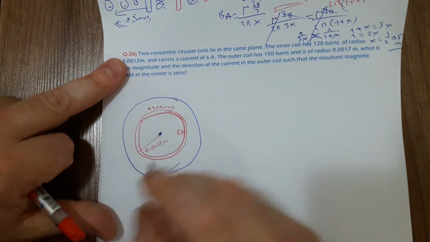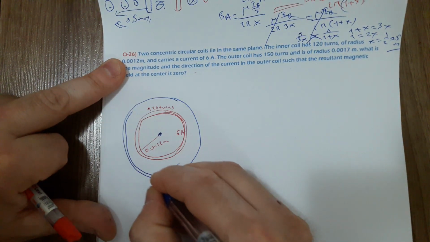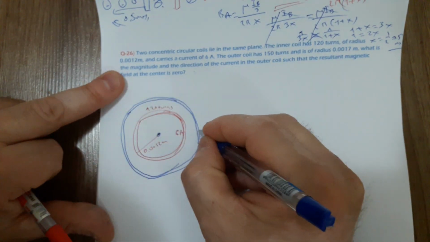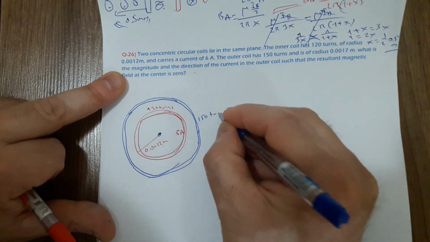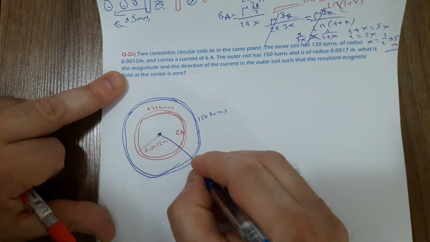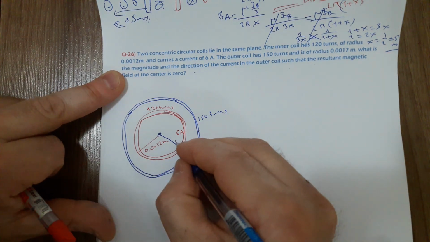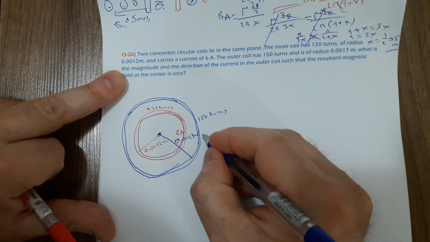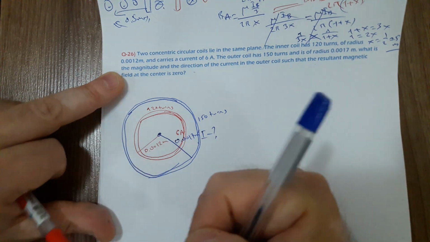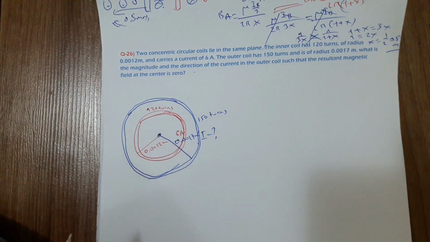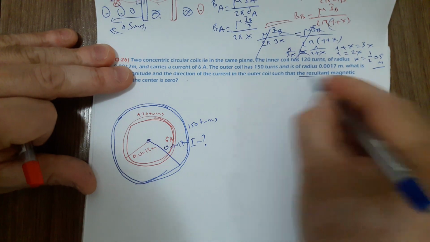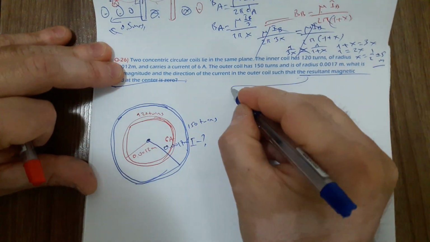But the outer coil is this one. The outer coil has 150 turns. Its radius is 0.0017 meter. So what is the magnitude and direction of the current in the outer coil? We will find how much the current of this outer coil is, and even the direction. Again, the resultant magnetic field must be 0. So again, two conditions.